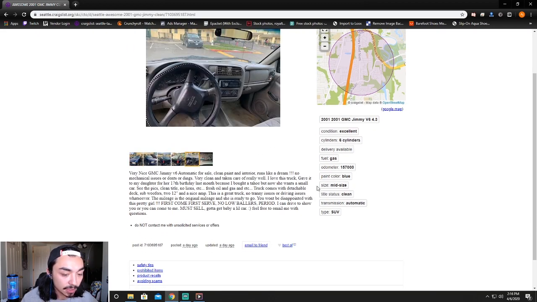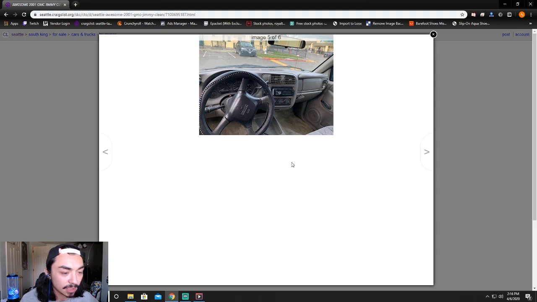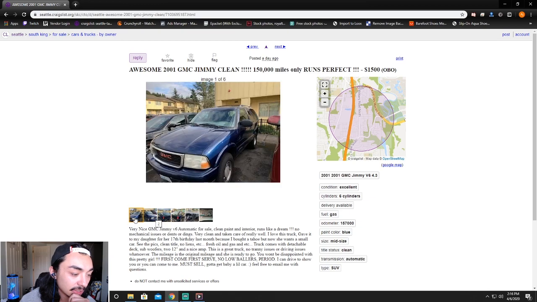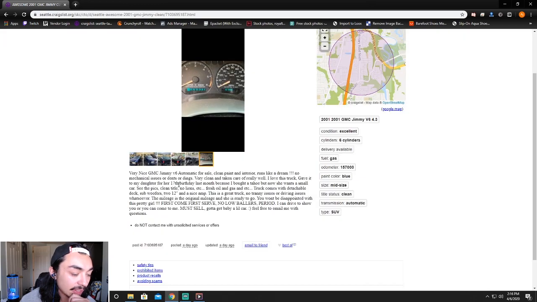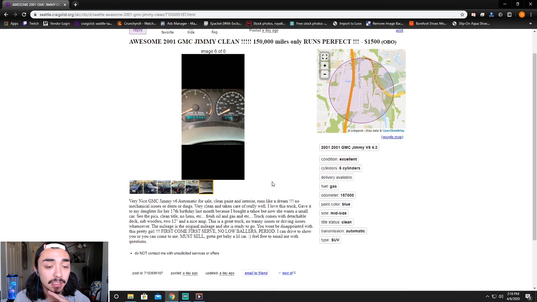V6 automatic, runs like a dream, clean, it's automatic, it looks nice. They have this weird embroidery stuff going on. I don't know about that, and the picture's kind of lame, which I don't like, but it looks very clean, looks okay. Gave it to my daughter for her 17th birthday last month because I bought a Tahoe, but now she wants a small car. So this is something too that I haven't mentioned before, is that you can actually hit this person up with a trade option.